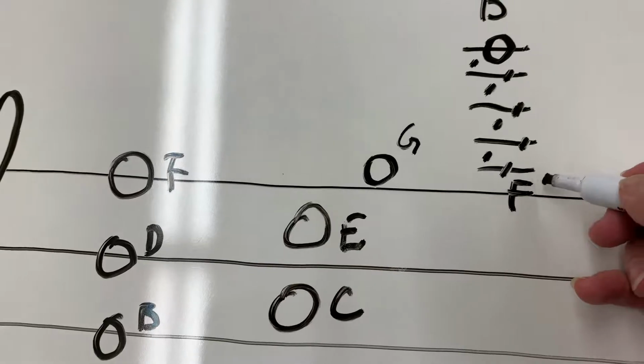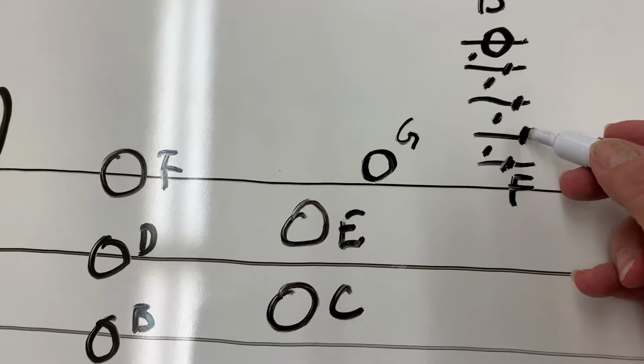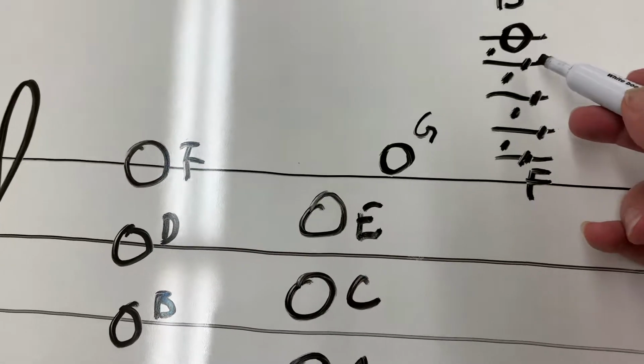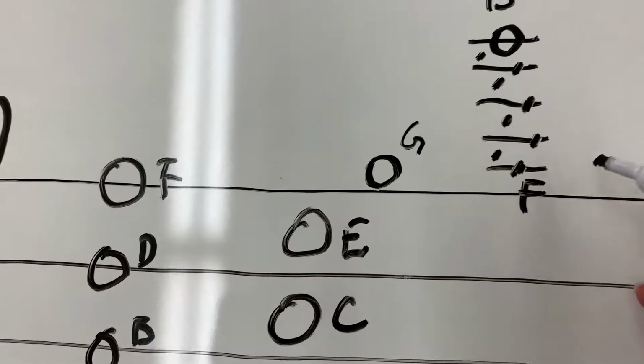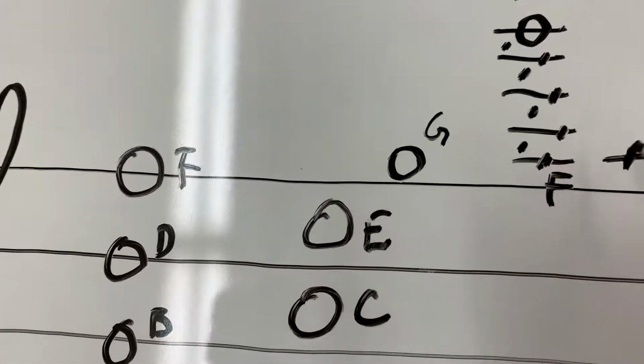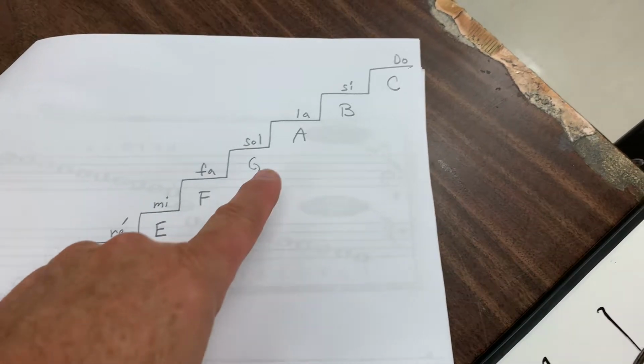F, G, A, C, E, G, B. Right? So this would be obviously A. F, G, A. F to A is a third. Right? If you go here, we can practice that. We can see that. F, a third above is A.